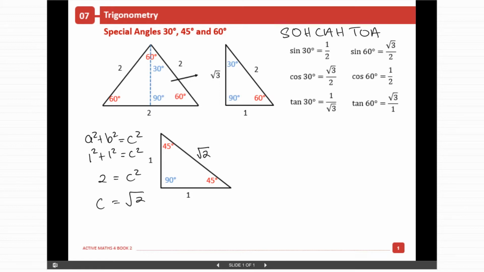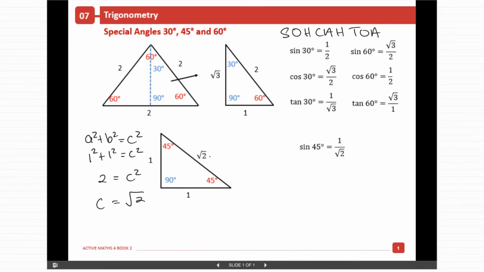And so let's use that now to get the sine, cos and tan of a 45-degree angle. Okay, so sine, first of all, sine is going to be opposite over hypotenuse. So this is 45 degrees. The opposite is 1. The hypotenuse is root 2. So the sine of 45 degrees is 1 over root 2.